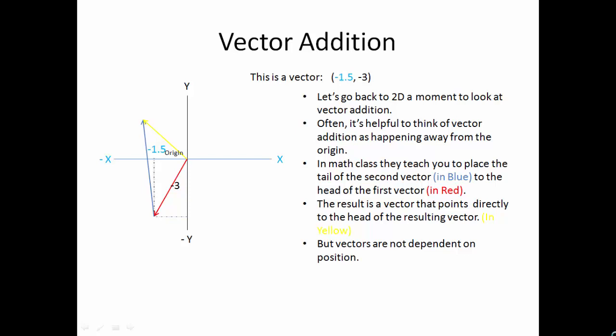So often it's helpful to think of vector addition as happening away from the origin. I said these vectors don't really have position and the tails are always at the origin, but when you're doing vector addition and subtraction, it's probably easier to imagine the vector as being not positioned with its tail at the origin, but rather to have its tail positioned at the head of the vector you're adding it to.